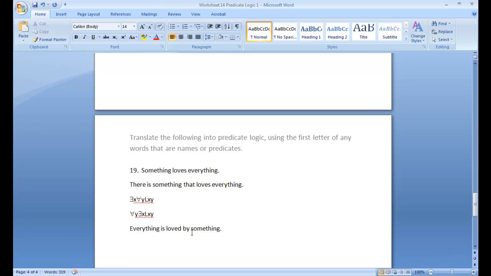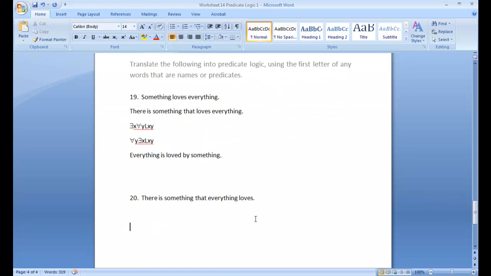Now, these could both be true. They're not contradicting each other. But when we say there is something that loves everything, then we're saying there is some one thing that loves everything. But this is saying that everything has something that loves it. And in that case, it could be many different things, right? As long as there is nobody who's unloved, it could be that they're loved by very different things.